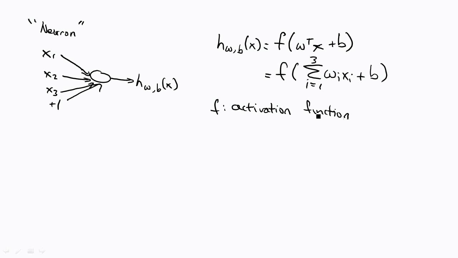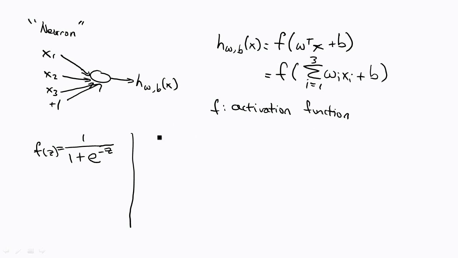For those of you familiar with logistic regression, there are different choices we can make for the activation function f. If you were to choose f of z equals 1 over 1 plus e to the minus z, that's called the sigmoid function. Right? If that's your choice for f, then this unit here becomes essentially a logistic regression algorithm.